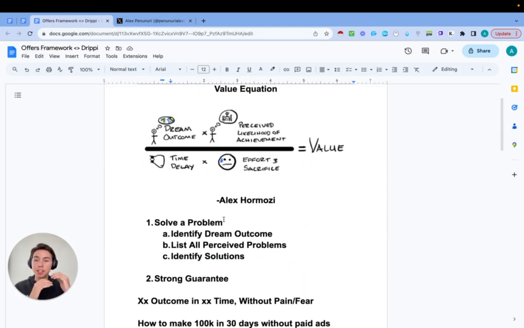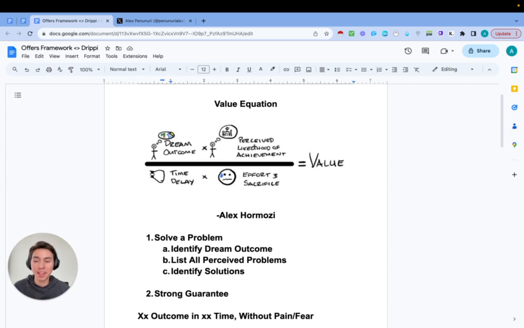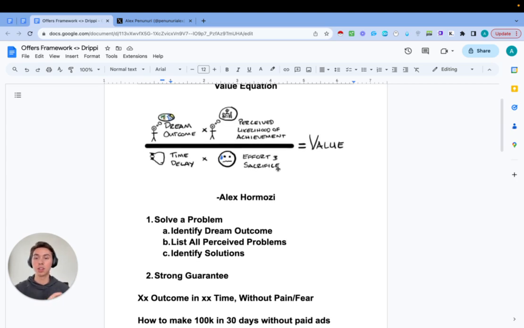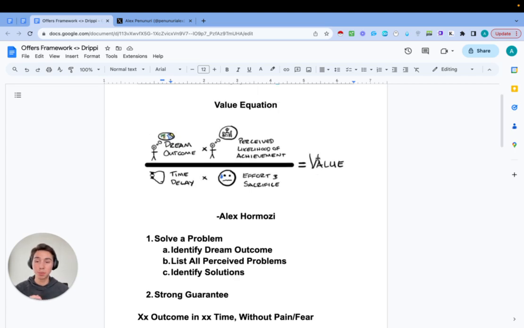So the big picture is you want to solve a problem that people actually have, and you want to increase the perceived likelihood of achievement as much as you can. You want to reduce the time delay, and you want to reduce the effort and sacrifice that it's going to require from them to get to where they want to be, okay? So remember, they are in point A, they want to get to point B. Your offer needs to bridge that gap between where they are and where they want to go. And then with a really strong guarantee, it'll make it more likely that they believe that you can actually get them there. Okay, so that is pretty much it.